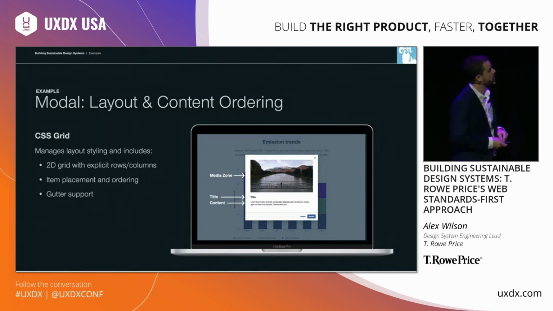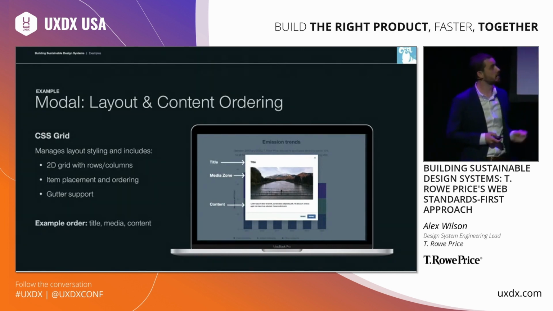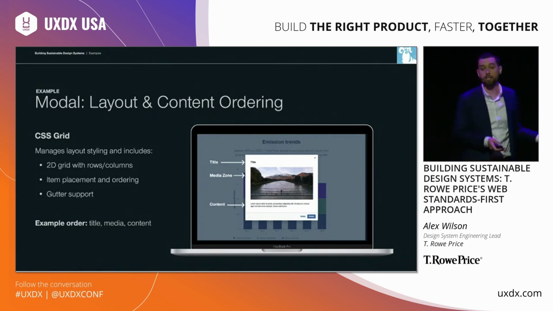So with this item placement, we can see that we have the media zone up top, the title comes next, and the content comes below. Using CSS Grid, we can dynamically change the ordering of this, and you can see here if the developer passes in a new order of title, media, and then content, it switches the look and feel of the component, so that way it can work in those cases where our initial implementation may not have.